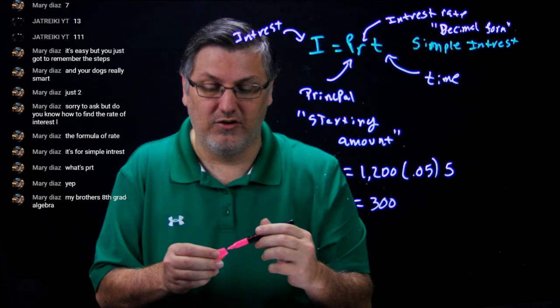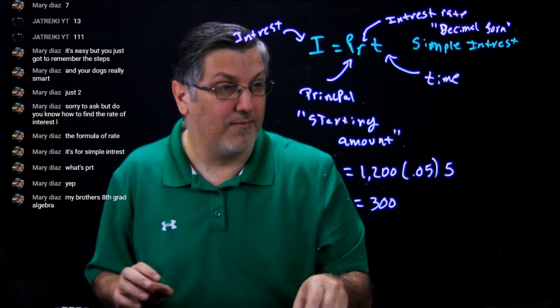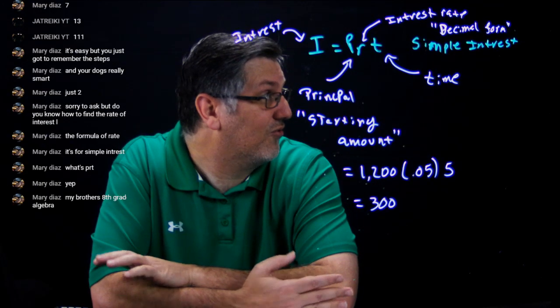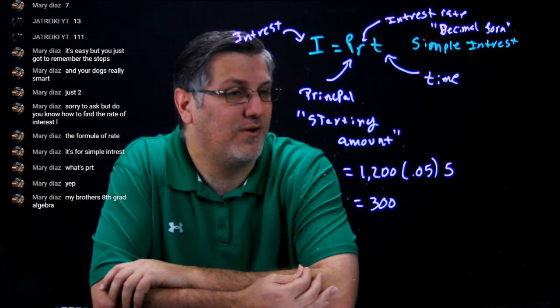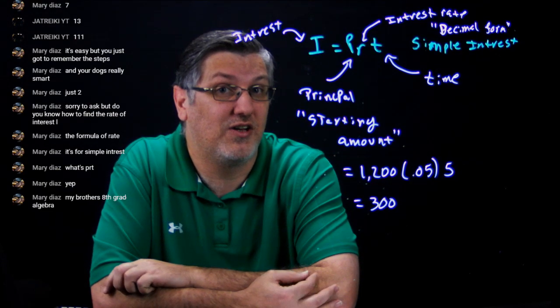You get interest back of $300, but in reality, nobody gets 5% at a bank. You're lucky to get like 0.01% or 0.02% or 0.5%, and that's a high one. Nobody gives like 5% or 7%.